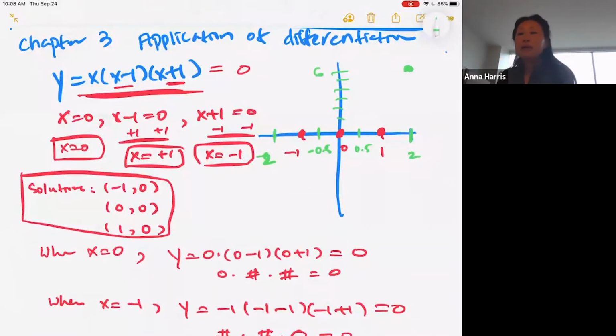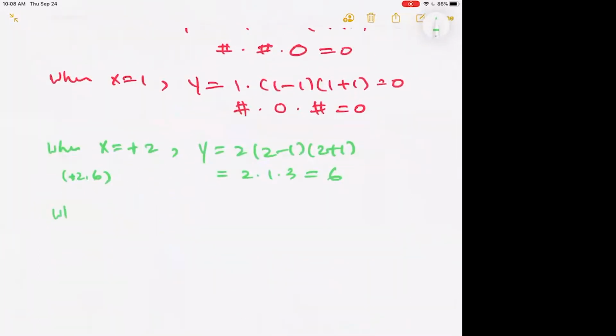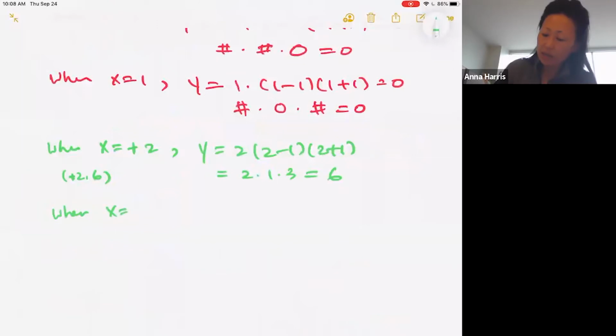So that's what I have. So looking at that, okay, that's what I have. Okay, now, let's try a different number now. When x equal to 0.5, what do I get?